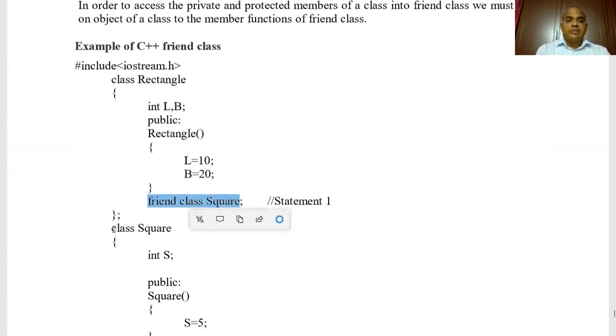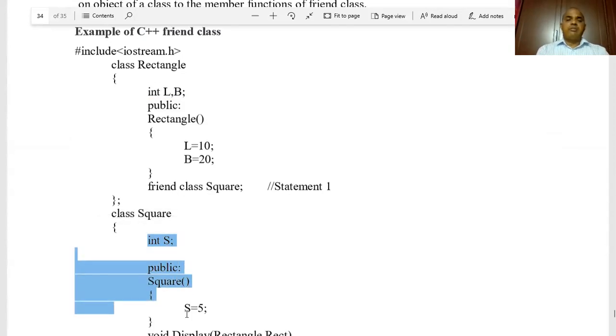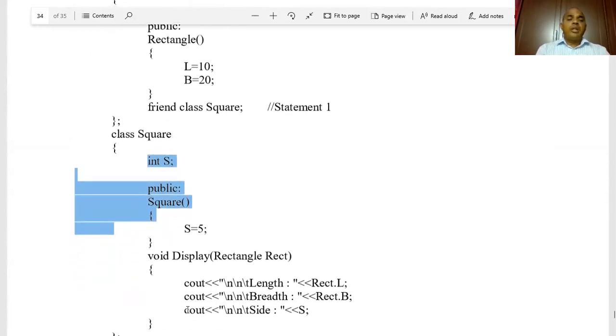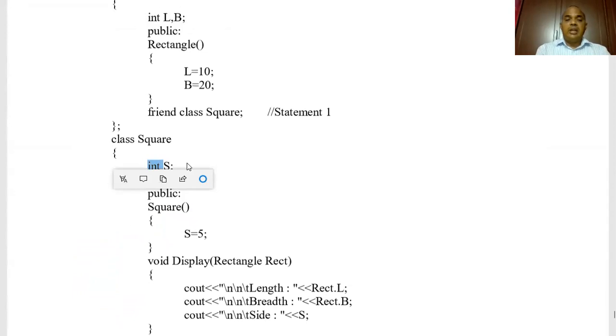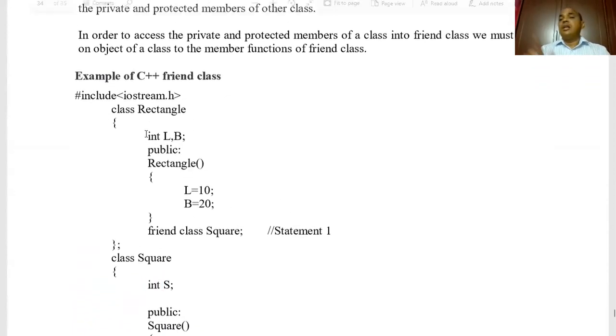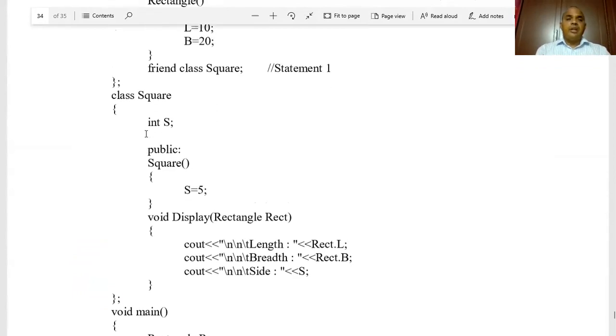Here square is the second class. So here the rectangle class is granting friendship to the square class. Clear? The private properties available in the rectangle class can be accessed in the square class. Then the private and protected properties available in the square class we cannot access in the rectangle class. Remember, this is only forward direction. There is no reverse direction. Clear, all of you? Then this is the friend class square.